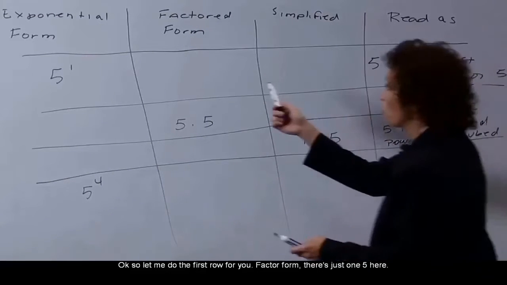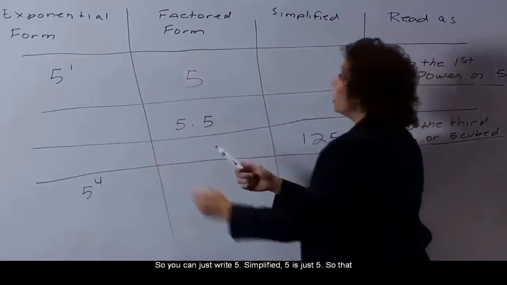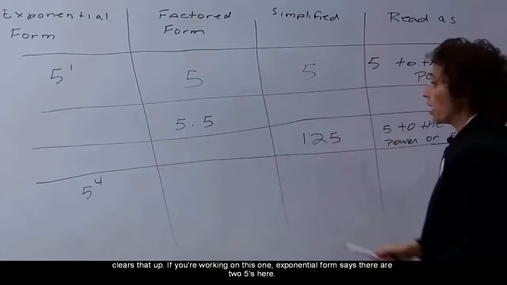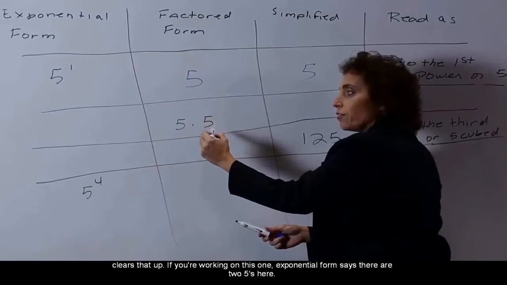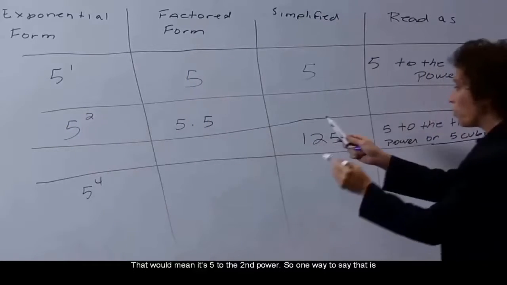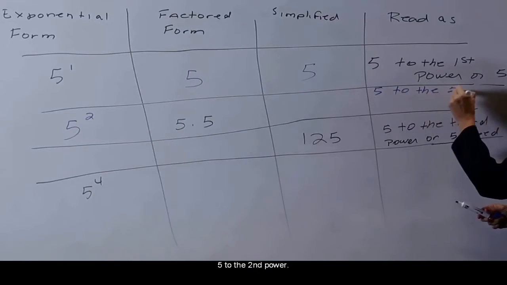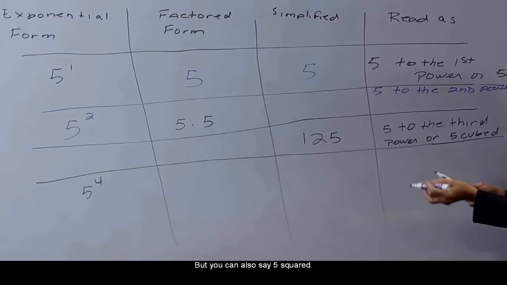Okay, so let me do the first row for you. Factored form, there's just one 5 here, so you can just write 5. Simplified, 5 is just 5, so that clears that up. If you're working on this one, exponential form, since there are two 5s here, that would mean it's 5 to the second power. So one way to say that is 5 to the second power, but you can also say 5 squared.